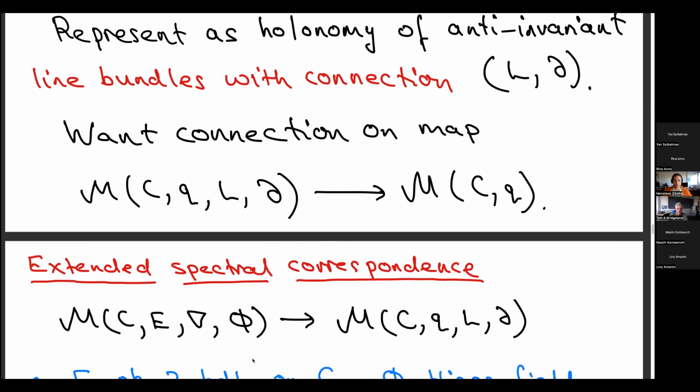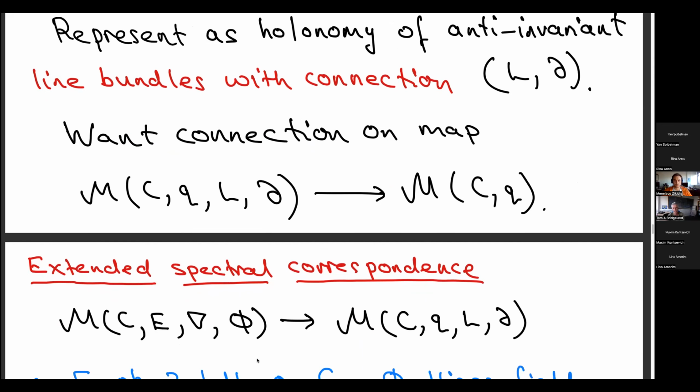It's well known that a line bundle on the spectral curve gives you a bundle with a Higgs field down on C. That's the standard spectral correspondence. And what we need to do is extend it to include connections.